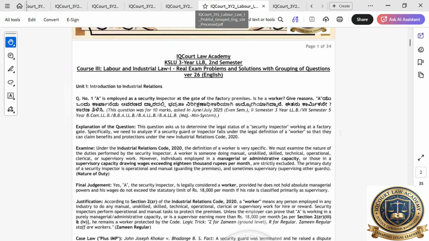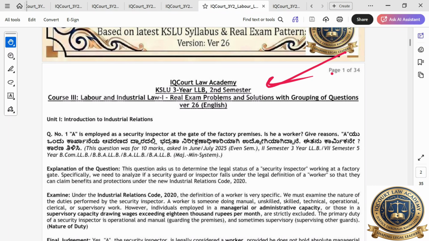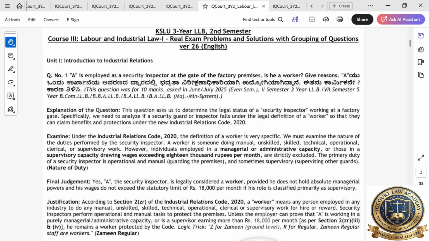This one is of problems. This is labor and industrial law problems. We have seamlessly done the transition from the old syllabus to the new syllabus. For each problem, you will get exactly the same question problems in your main exam.